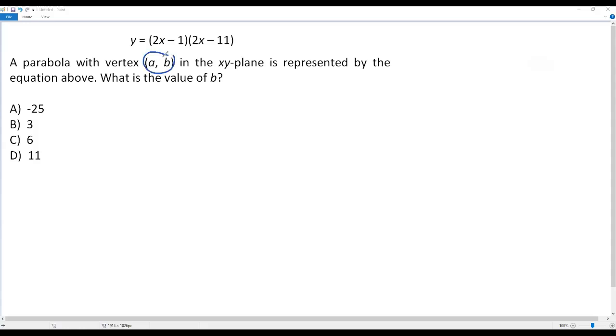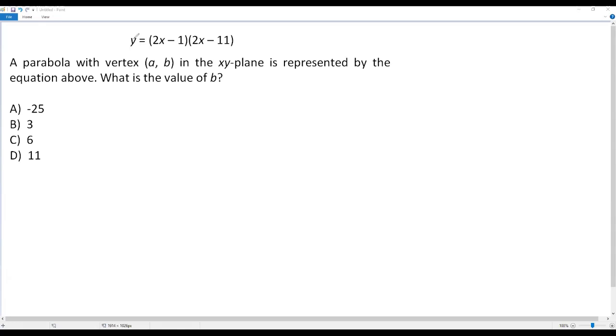So the vertex of the parabola is (a, b). That is, this a represents the x-coordinate of the vertex and this b represents the y-coordinate of the vertex. Since we have to find the value of b, we have to find the y-coordinate of the vertex. Here the equation of the parabola is given in factored form. Since it's given in factored form, we can easily find the x-coordinates of the two x-intercepts of this parabola.